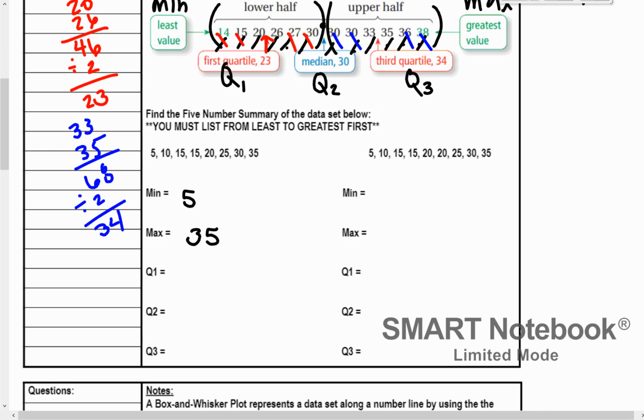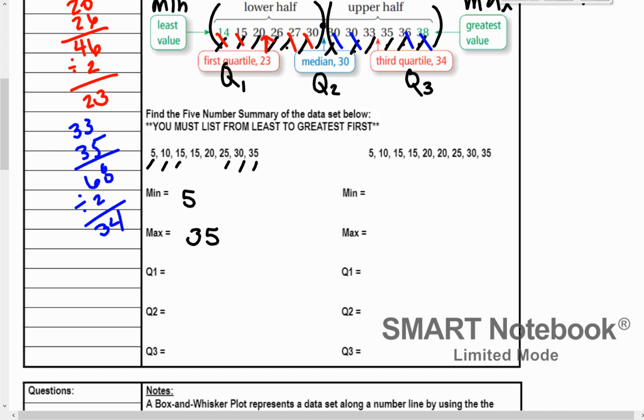Okay, if you're starting to feel confident, it's starting to come back to you, I want you to pause and try this on your own. If not, just follow along. Next thing we have to do is find our Q2. So we're going to cross off each side till we get left with one or two numbers in the middle.